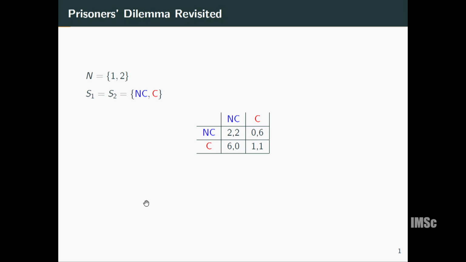The person who is not confessing gets less utility as compared to the person who confesses, right? Similarly, here also the person who confesses gets more utility as compared to the person who does not confess. But if they both end up confessing, then the utilities become 1, 1, which is less than 2, 2 if they had chosen not to confess.